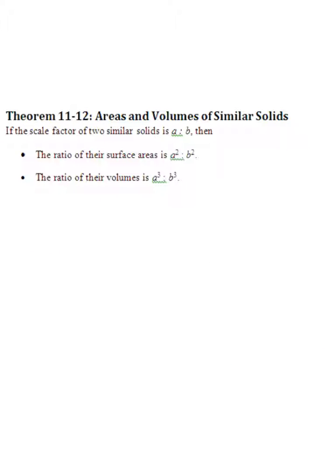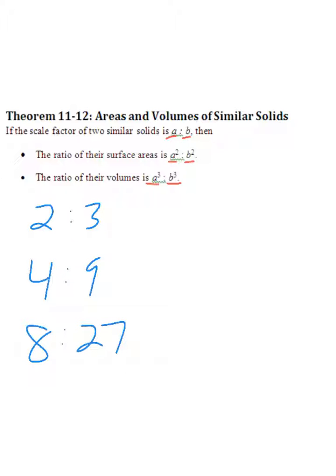Theorem 11-12, areas and volumes of similar solids, tells us that if the scale factor of two similar solids is A to B, then the ratio of their surface areas is A squared to B squared, and the ratio of their volumes is A cubed to B cubed. So just a really quick example, if our scale factor was 2 to 3, the ratio of the surface areas would be 2 squared to 3 squared. The ratio of their volumes would be 2 cubed to 3 cubed. And so that's how we would be able to use it.